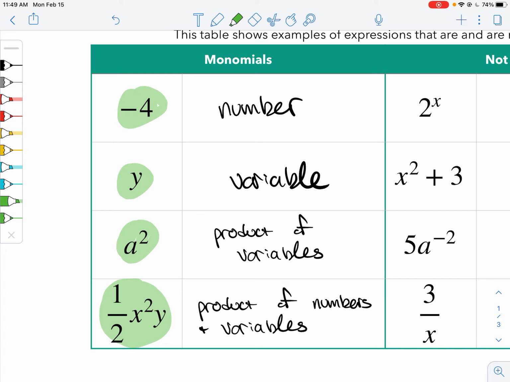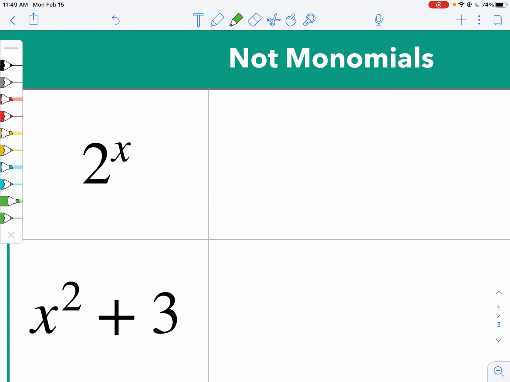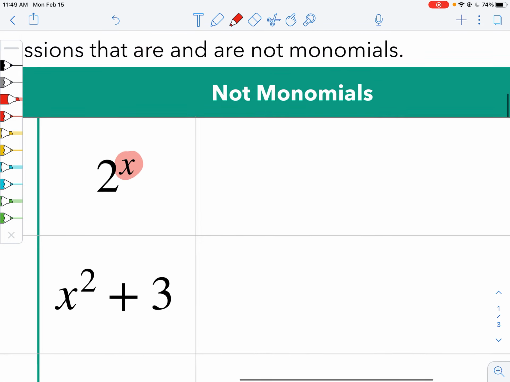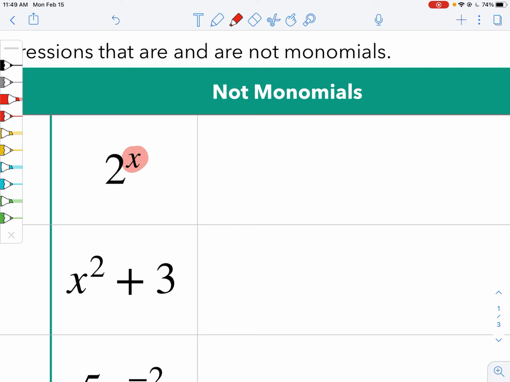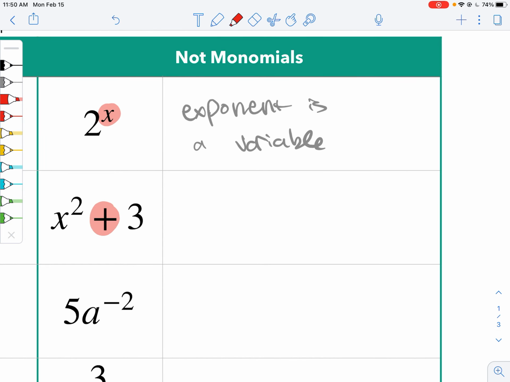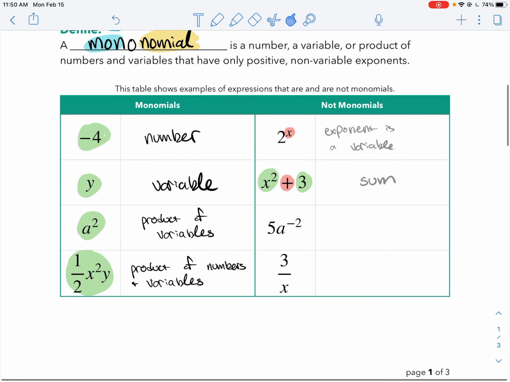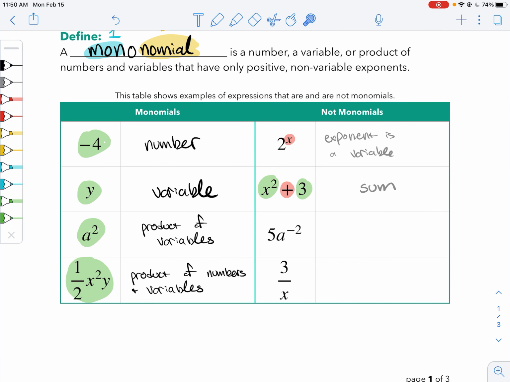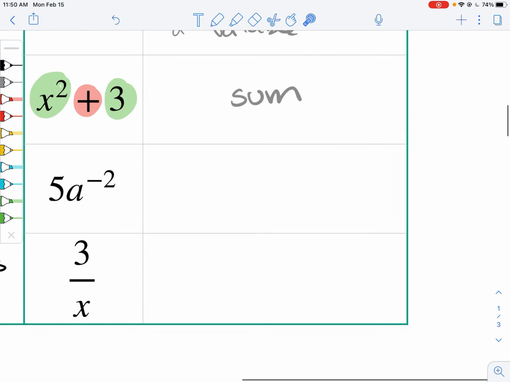Now, this is in direct contrast with 2 to the xth power. When you have x as an exponent, it's not a monomial. It just gets way too complicated. So no, this is not a monomial because the exponent is a variable. And x squared plus 3, this is not a monomial because it has this plus here. So we consider this a sum of 2 monomials. X squared is a monomial, 3 is a monomial, and you can multiply them together, that's fine. But when you add them together, then it becomes a binomial because there's 2 of them.